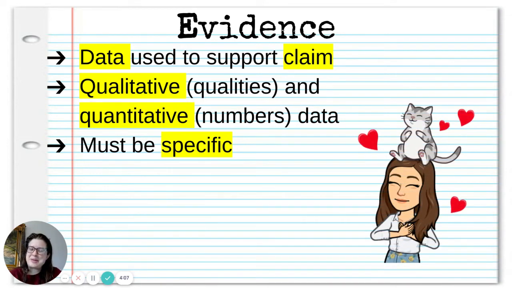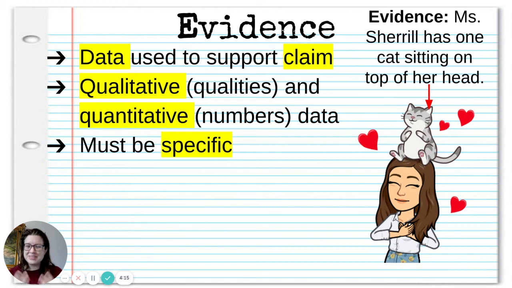So let's take a look at my Bitmoji again. Remember, my claim was Mrs. Cheryl is not allergic to cats. And here's one of my pieces of evidence. Mrs. Cheryl has 1 cat sitting on top of her head, okay? Now, it wouldn't be a very good CER for me to only include 1 piece of evidence. Normally, I want to include at least 3 pieces of evidence. And this is a great opportunity for many of you to go above and beyond and include even more pieces of evidence. That will really show me that you're thinking more deeply about how to support your claim.